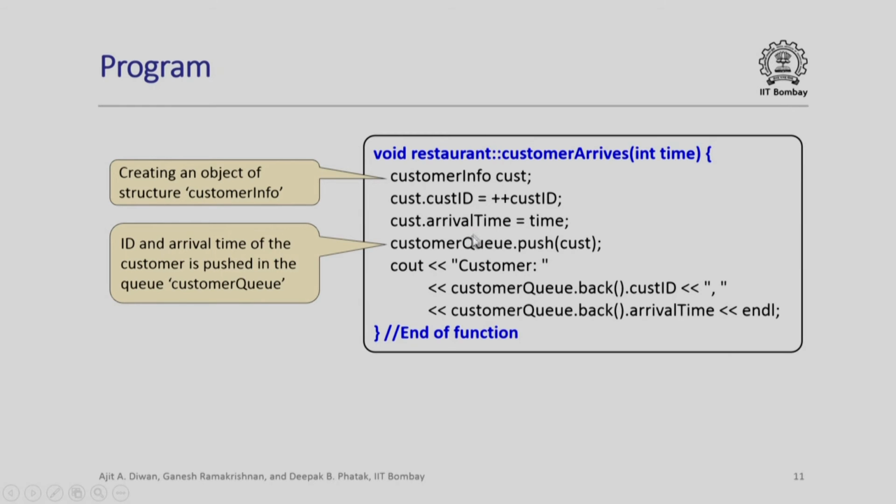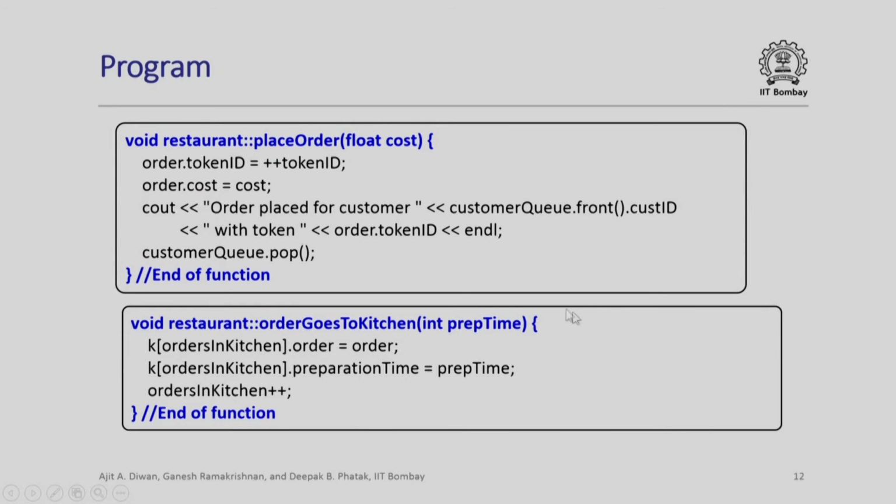Next, we push this particular information in the customer queue. For the benefit of confirmation, we print out the customer queue back customer ID and customer queue back arrival time. Please note that every customer arrives at the back of the queue, and that is where we need to print the information from. Next, let us look at placing the order.